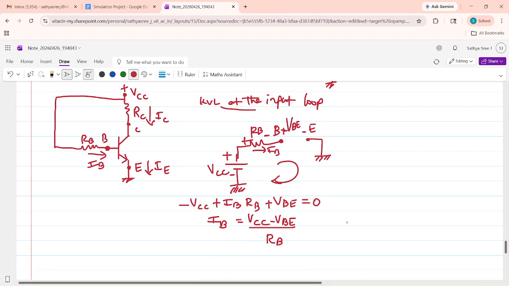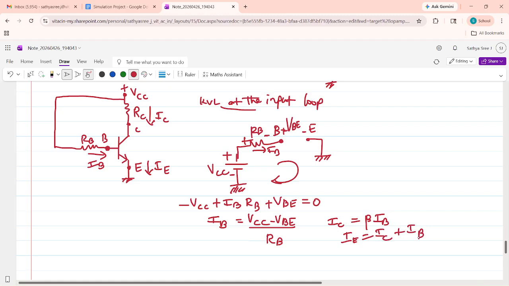Once you know IB, you can calculate IC. IC is beta IB. So from the input loop equation, we can calculate the base current and the collector current. Once you know the base current and collector current, we know the emitter current. IE equals IC plus IB.